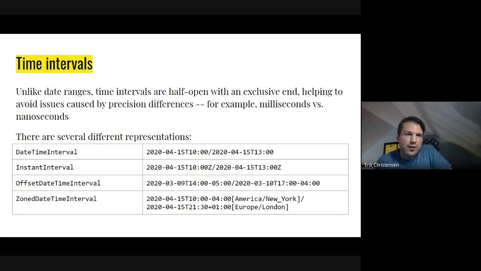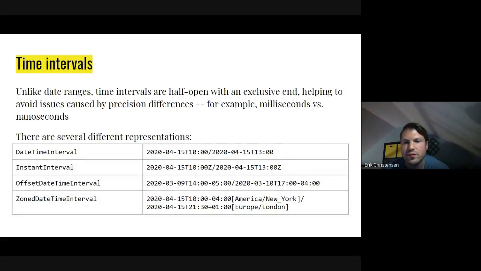There are several different representations for time intervals that match the different types that you have available in the Java time library or in Island Time. For date time, you have a date and a time in just an unspecified place. There's no particular offset. With an instant interval, it's basically a period of time between two timestamps. No knowledge about the local time or care.